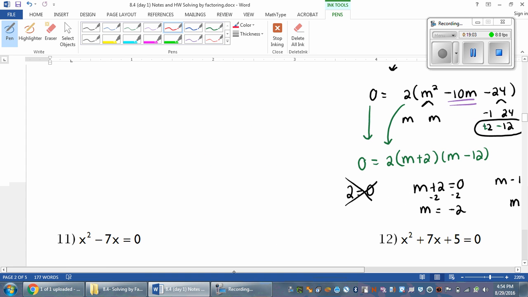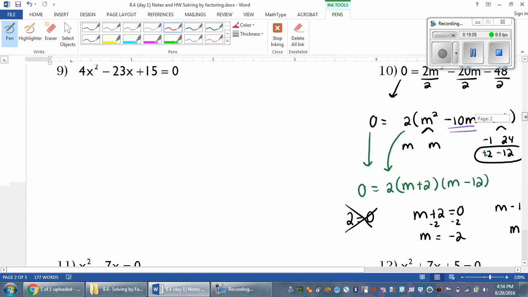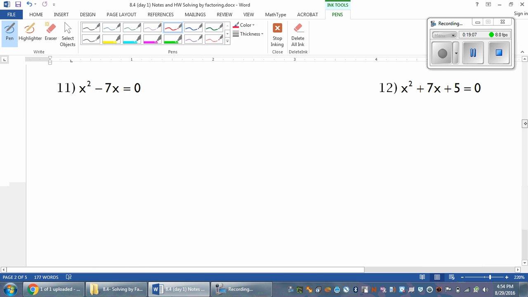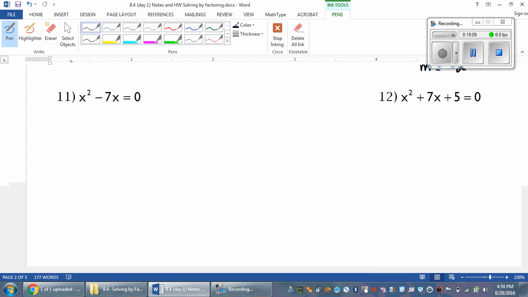All right, let's skip back. Let's go to number 11. Again, you should recognize that 0 is on the right side, so you have to factor the left-hand side. Always check for GCF, and you should recognize both terms are divisible by an x. So I'm going to divide both by an x and leave it out in front. I'm left with x minus 7. Now, I have x times x minus 7 is equal to 0.